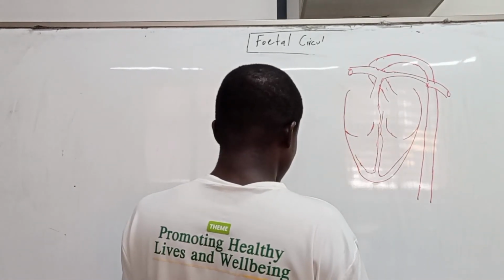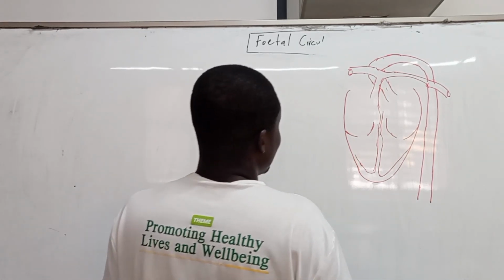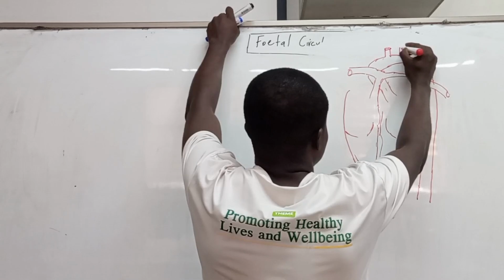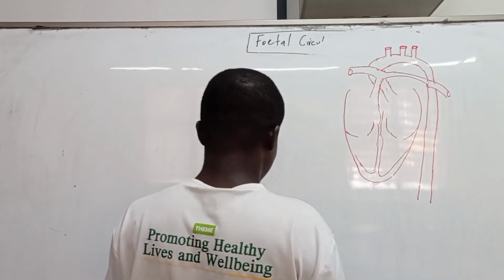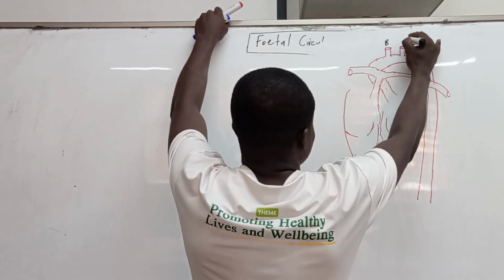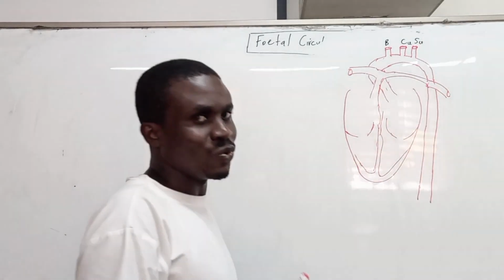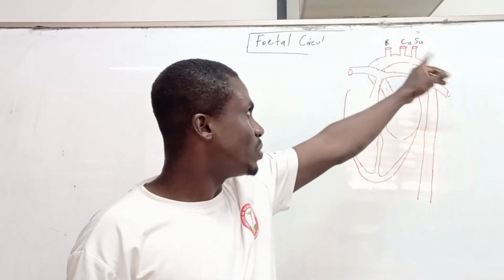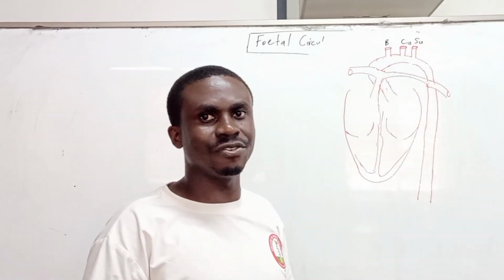Now what I'm interested in showing you is this. Of course, we know that from the arch of aorta, those three main arterial branches will be coming from it. From right to left, we have the brachiocephalic trunk, the left common carotid artery, and of course the left subclavian artery. That's what we see.